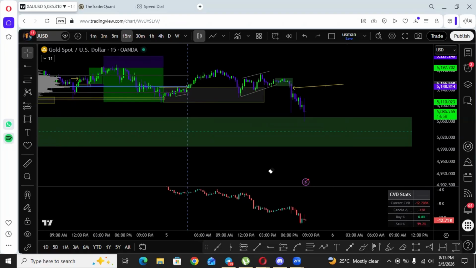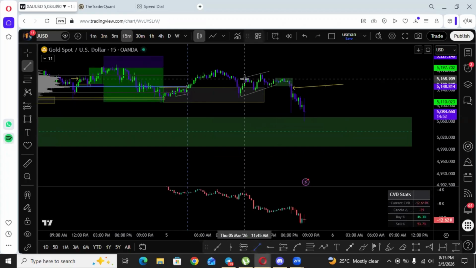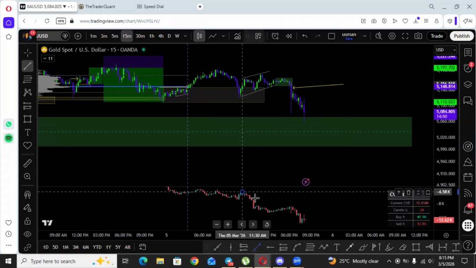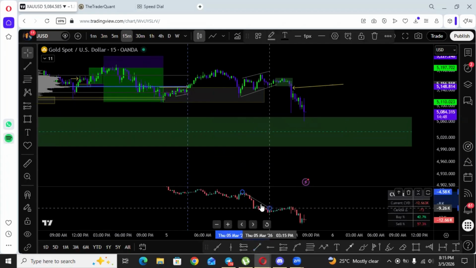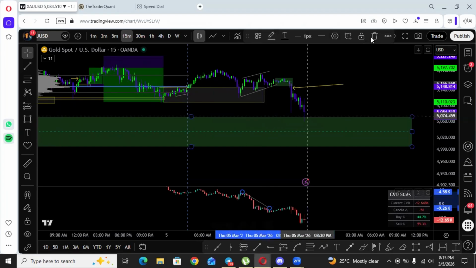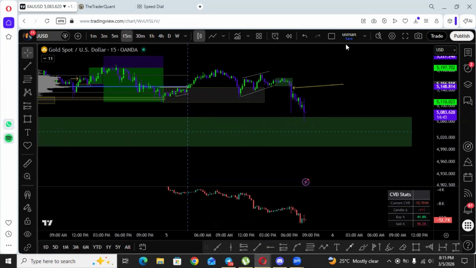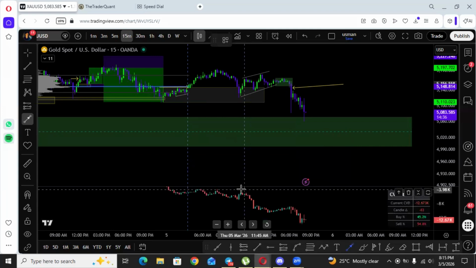So what ultimately happened? When they were taking the prices up, I shared this picture saying that institutions are interested in taking gold down, taking the prices down. Let me mark it like this.